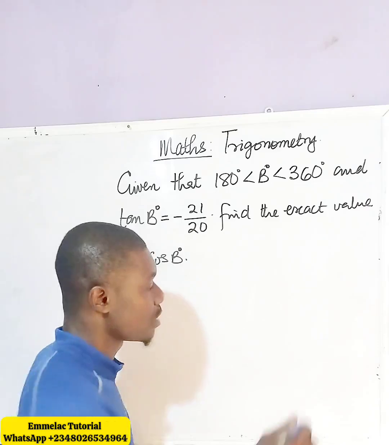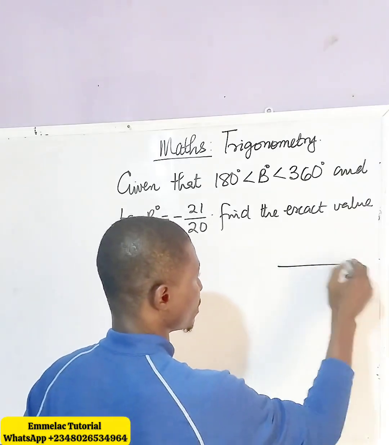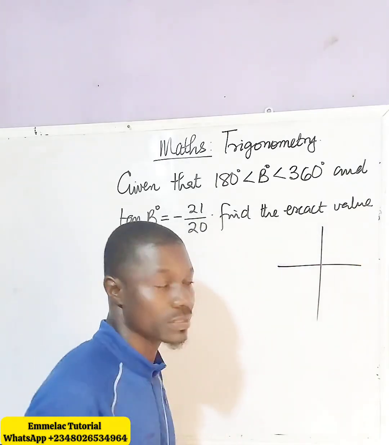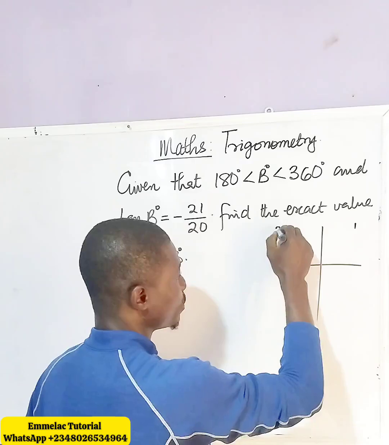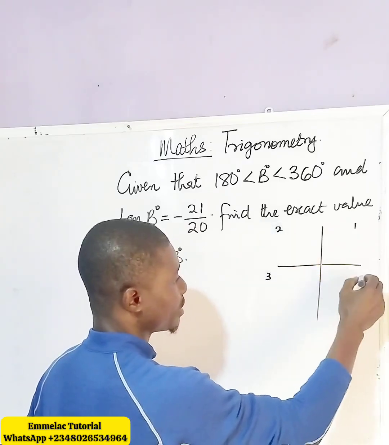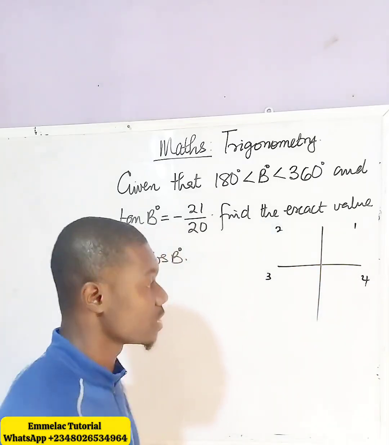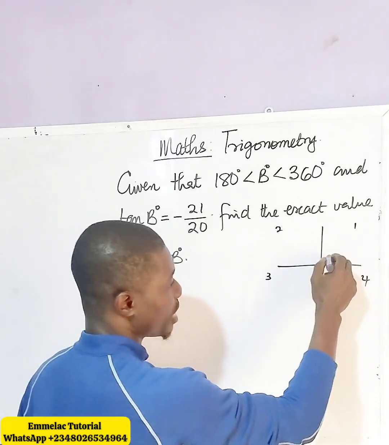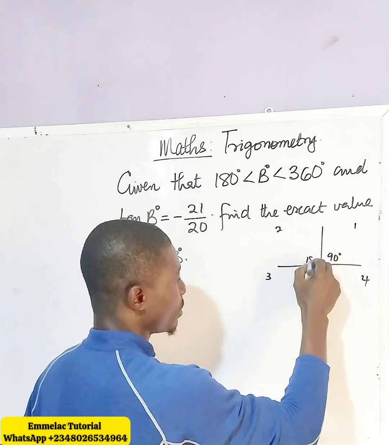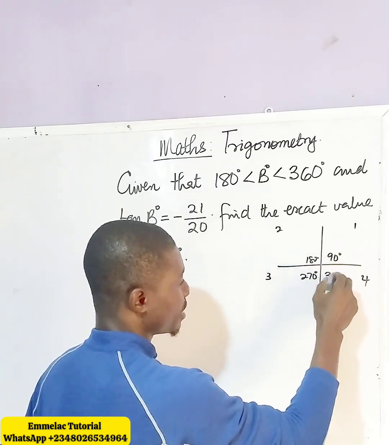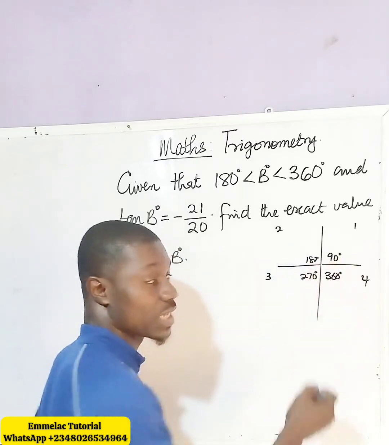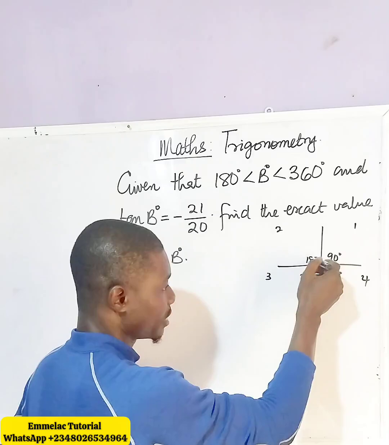You might be asking, what is the fourth quadrant? Here is the first quadrant. Let's say this is 1, this is 2, this is 3, and this is the fourth quadrant. At the first quadrant, here is 90, this is 180, this is 270, and this is 360, taking our angle anti-clockwise from here like this.